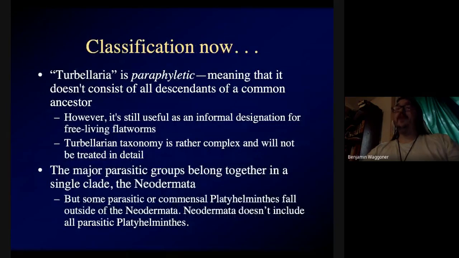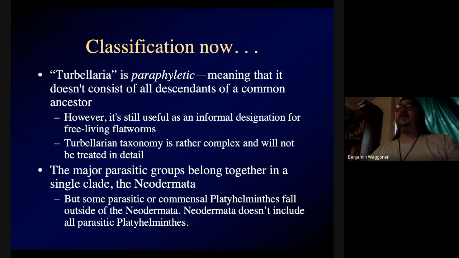We now know that Turbellaria is paraphyletic, and we encounter that term when talking about the protists, if you recall. A paraphyletic group consists of some descendants of a common ancestor, but not all descendants of a common ancestor. So the protista is paraphyletic because the last common ancestor of all protists was also the common ancestor of animals, plants, and fungi. And the last common ancestor of all of what we call Turbellaria was also a common ancestor of all of the parasite groups as well.